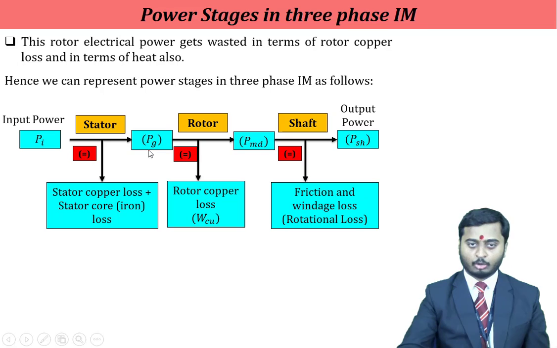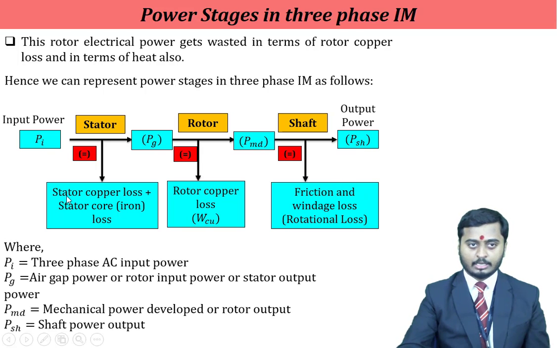This gap power is also called the rotor input power. Now in the rotor there will be a loss, which is the rotor copper loss, that is WCU. When we remove this loss component, whatever power we get is the mechanical power developed. That mechanical power is given to the shaft, or to the load, and in the shaft also there will be losses. First one is friction or windage loss, which is also called rotational loss, and whatever component of power is left is called the shaft power or PSH.